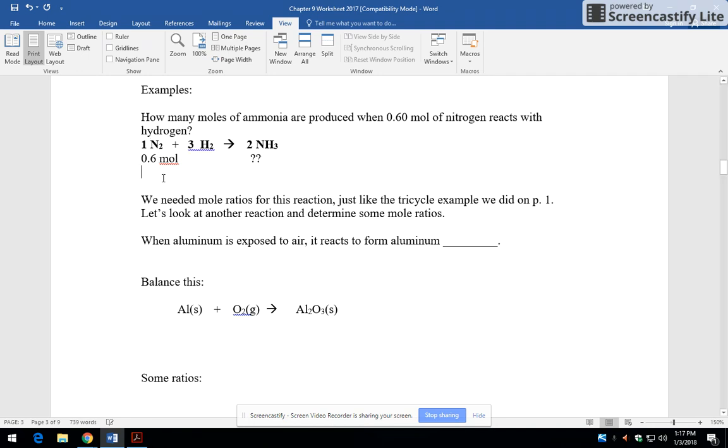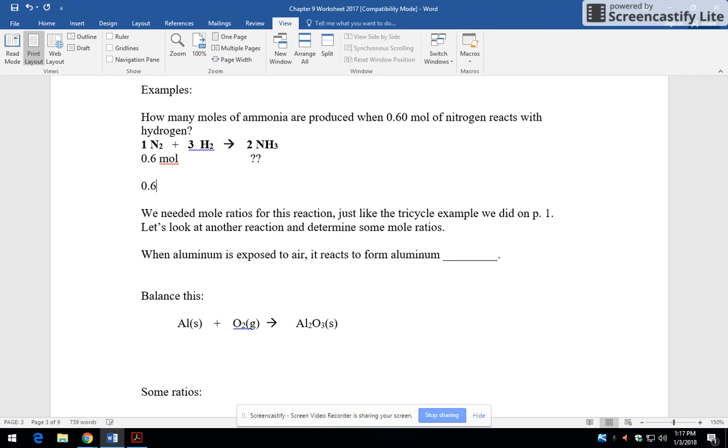Remember, with factor labeling, the first thing you do is write down what you were given, 0.6 moles of nitrogen. You've got to multiply it by something that's going to give you moles of ammonia at the end. So once again, you need to think about what belongs in the numerator, what belongs in the denominator, and what numbers you'd have to put here in order to get moles of ammonia at the end. Use the recipe, use the equation to figure that out.